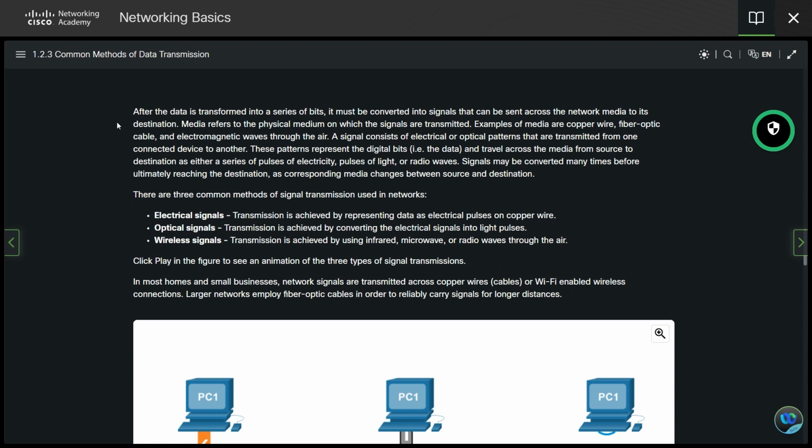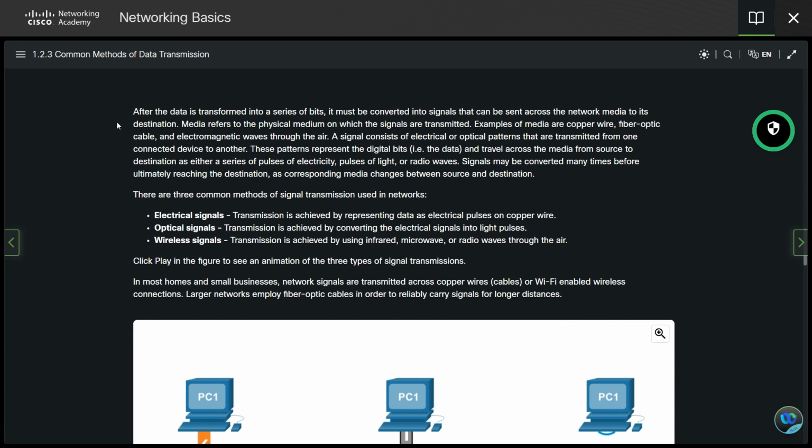A signal consists of electrical or optical patterns that are transmitted from one connected device to another. This pattern represents the digital bits, i.e., the data, and travels across the media from source to destination as either a series of pulses of electricity, pulses of light, or radio waves. Signals may be converted many times before ultimately reaching the destination, as the media changes between source and destination.